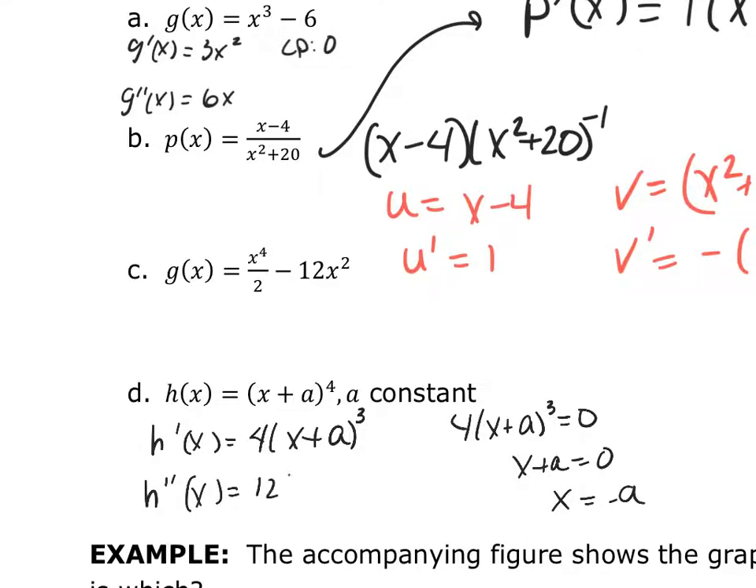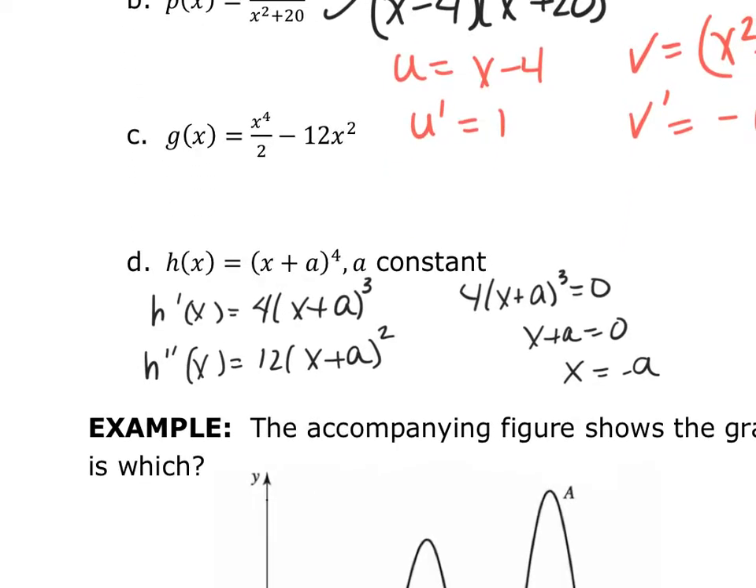Now I'm going to do the second derivative. So I'm going to get 12 x plus a raised to the 2. And if I put negative a in there, what ends up happening? It cancels, it gets me 0. So what's happening on this one? It's inconclusive. It actually is a turning point, and in fact, there's going to be an absolute, because it's a power of 4. This is an absolute minimum, but it's inconclusive.